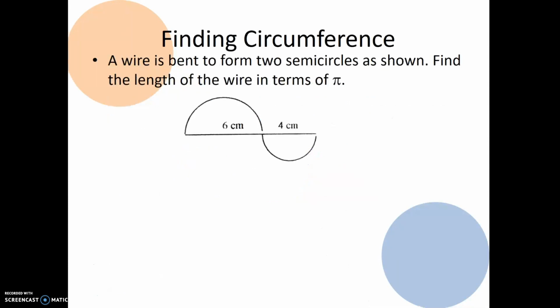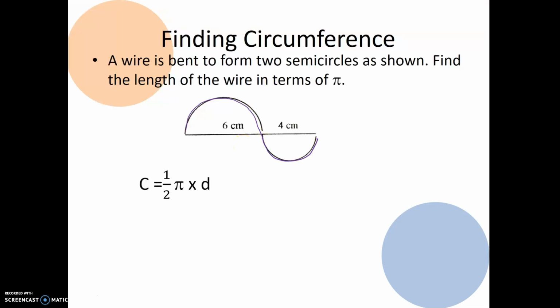Okay, now let's do another problem where we have 2 semicircles with different diameters. So now we've got a wire bent to form 2 semicircles as shown. Find the length of the wire in terms of pi. So what I'm finding here is this. I'm not adding back in this straight edge across. That's just showing me the diameter.